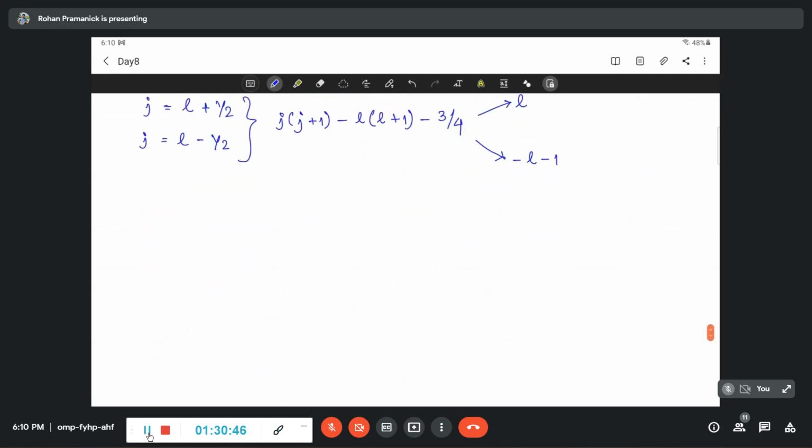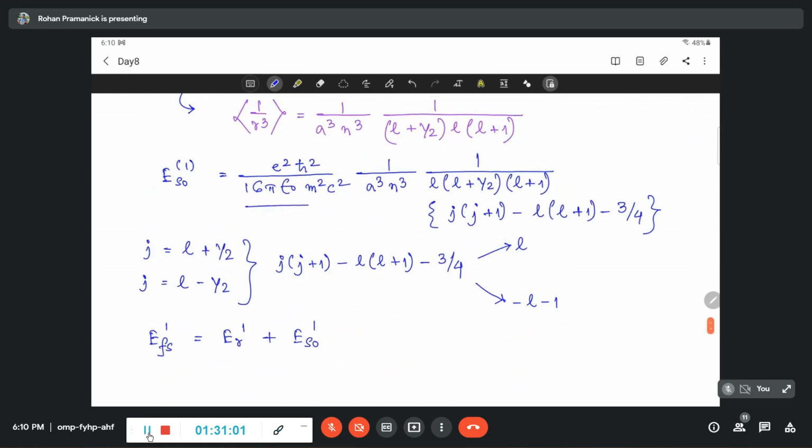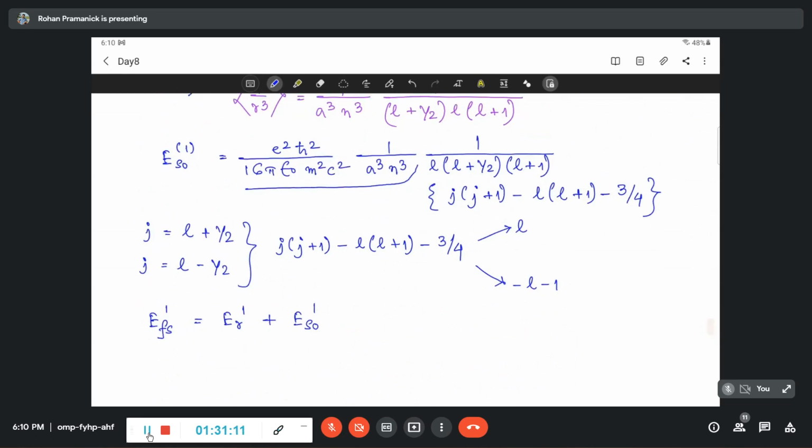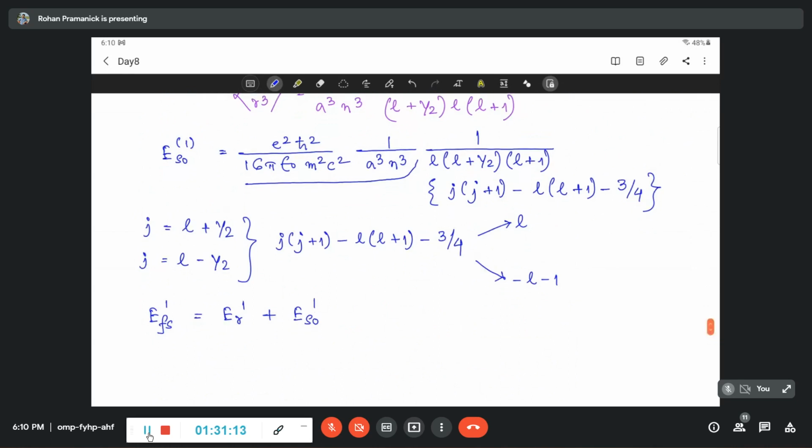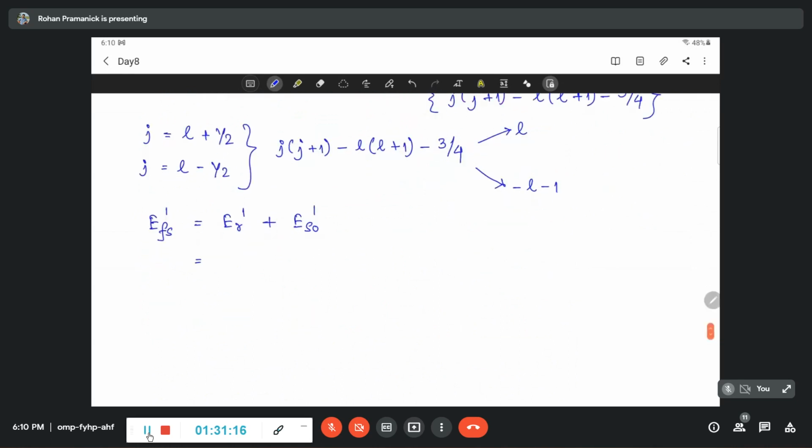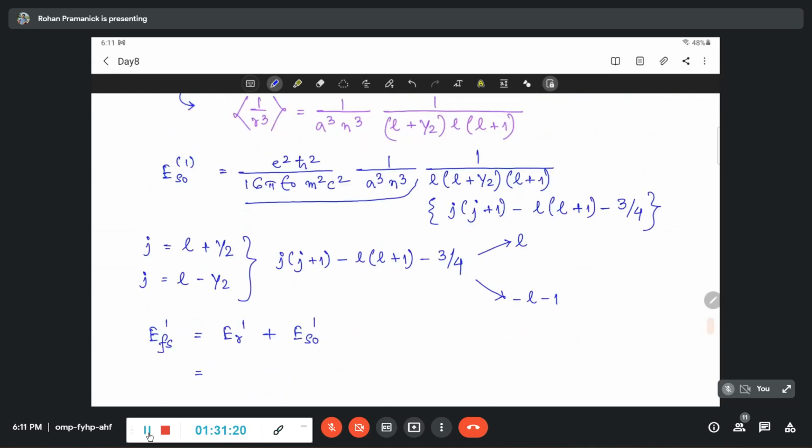So now your fine structure is nothing but this addition, right? So this is the fine structure: E_FS1 equals E_R1 plus E_SO1. And if you do all this, you will find that this is nothing but n E_n squared by mc squared. I am just stating these things. Okay, so you need to do this. This one will have E_R, what we found.